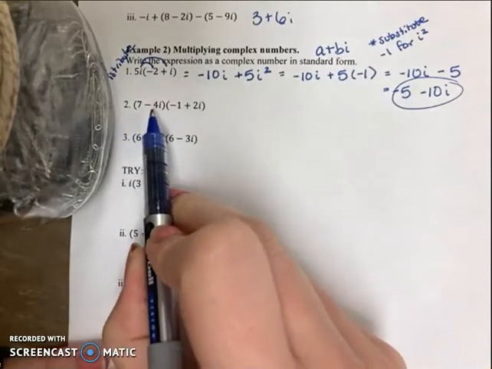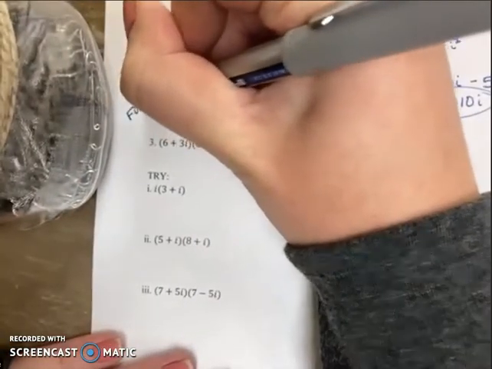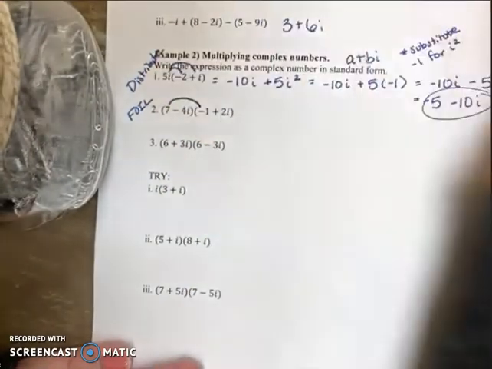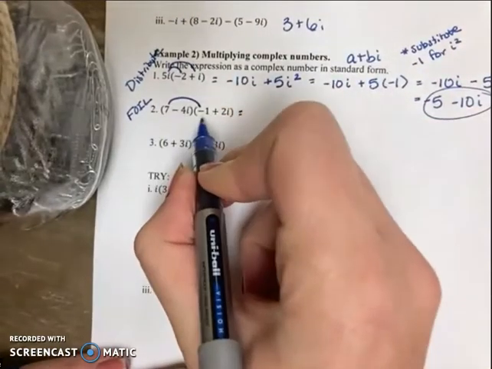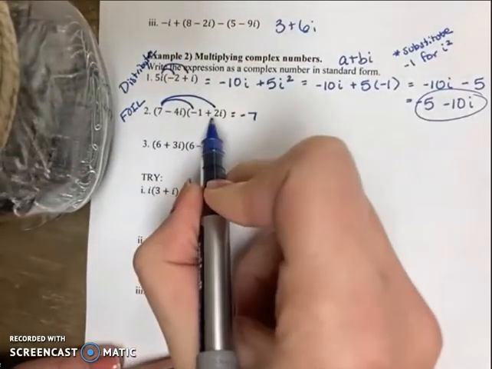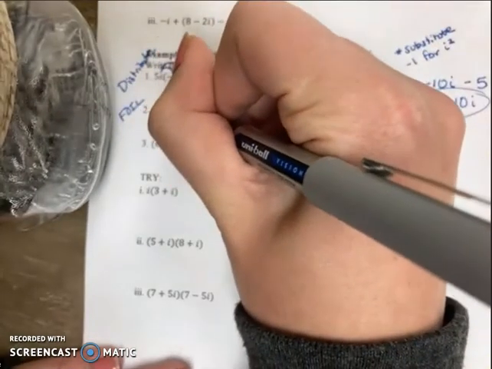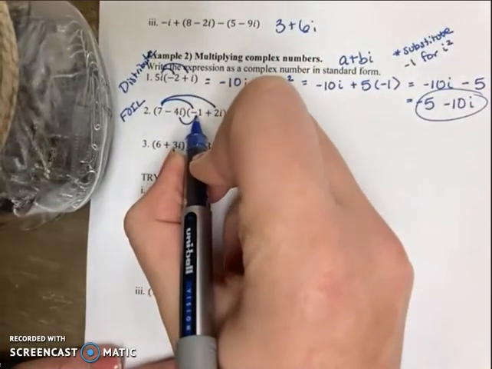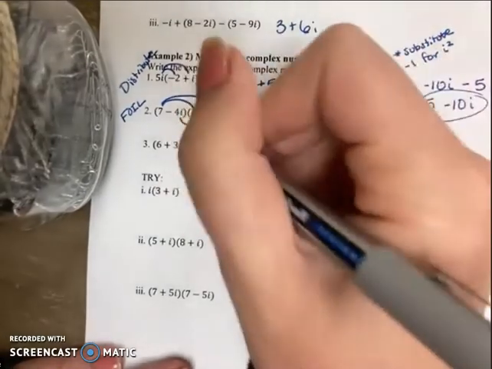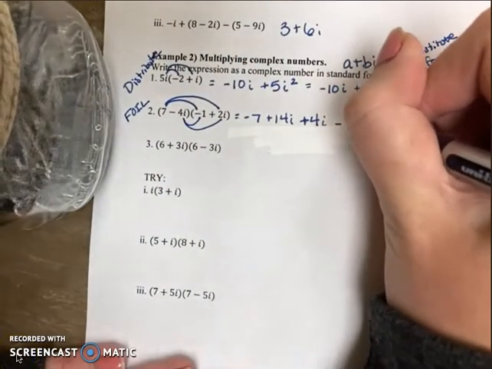Number 2, now I have a parentheses times a parentheses. Whenever we see this, we would like to FOIL. Remember, FOIL stands for first, outside, inside, last. So if I multiply the first terms together, positive 7 times negative 1 is a negative 7. The outside terms, 7 times 2 is 14, and there was an i, so 14i. The inside terms, negative 4 times a negative 1 is a positive 4, and there was an i. And then my last terms, negative 4 times a positive 2 is a negative 8i squared.